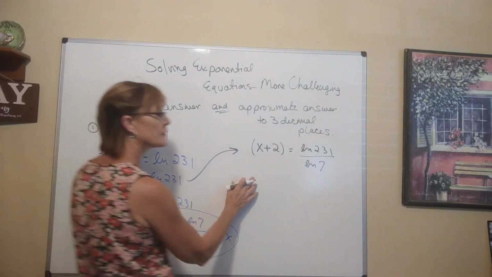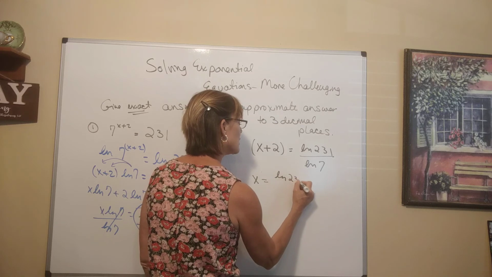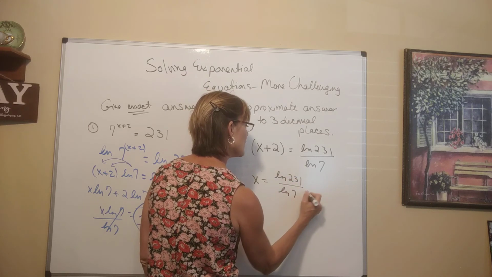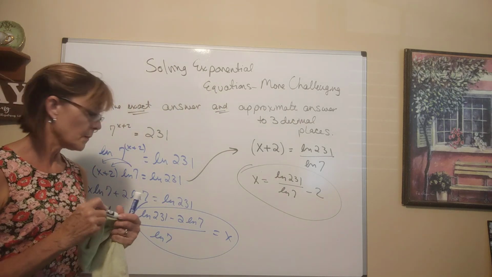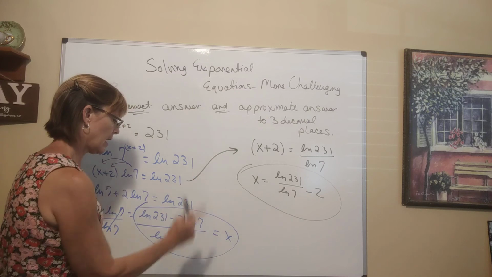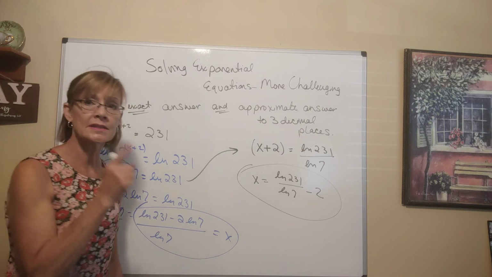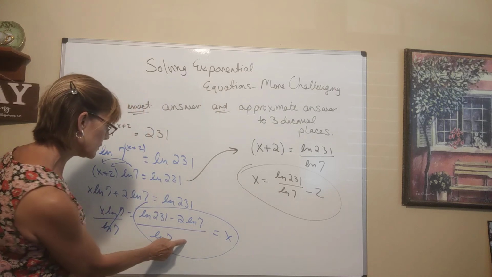And then how could you solve for x? You could just subtract 2. The natural log of 231 over the natural log of 7 minus 2. This is also an accurate approximate answer. So when we put this in our calculator or this in our calculator, we'll get the same approximate answer. So let's just see. Let me do this one first.